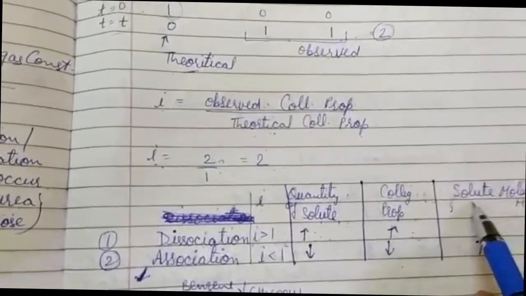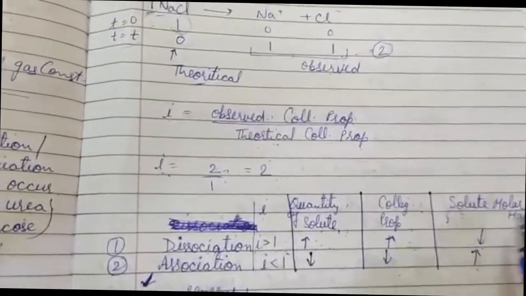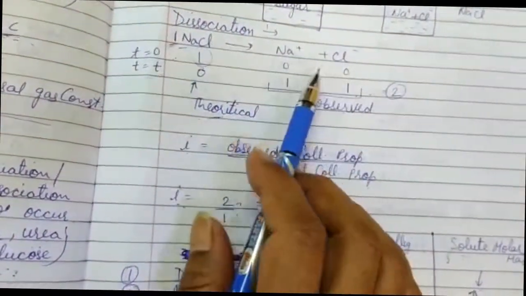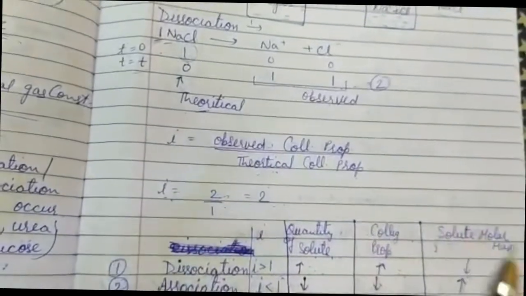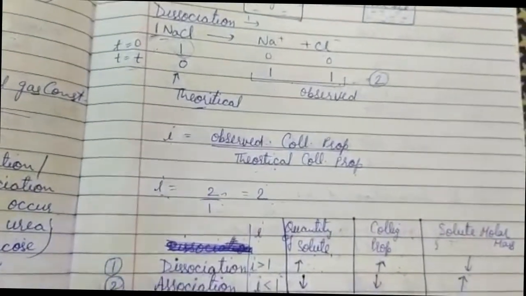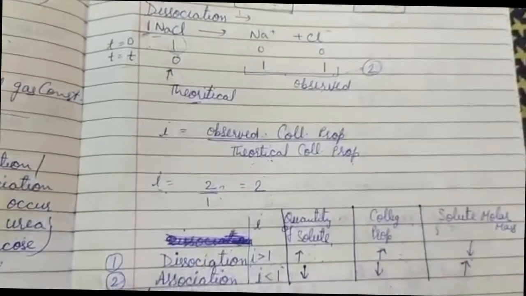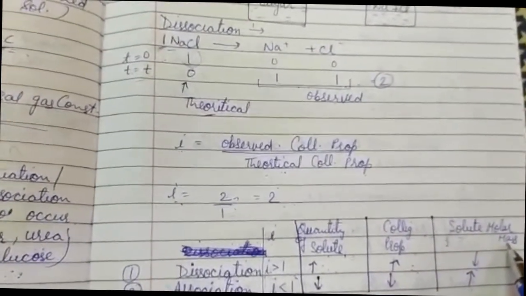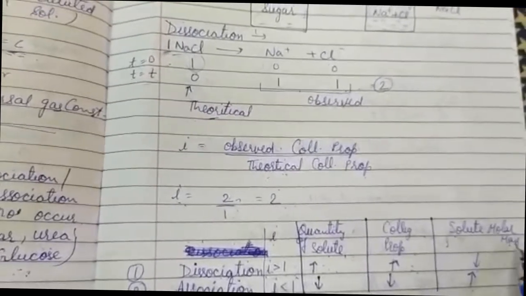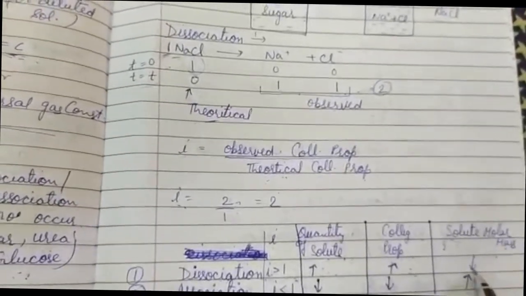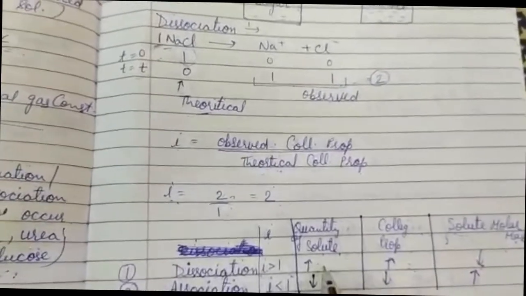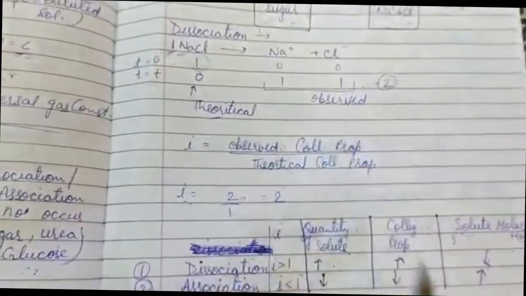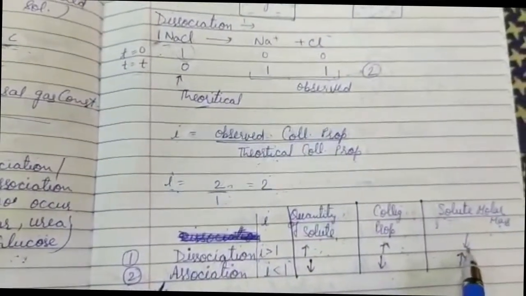But now the solute molecular mass. We have dissolved 1 mole of NaCl and it has dissociated into smaller particles. So when a bigger particle is dissociated into smaller particles, obviously their molar mass will decrease. So the solute molecular mass, or the molar mass, will decrease. Quantity increases, number of moles increases, but their molar mass has decreased. So molar mass will decrease.